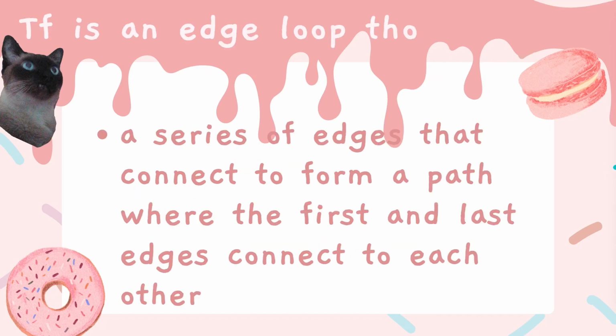I realized that I've been yapping on and on about how to control your edge loops, how to learn how to isolate your edge loops and manipulate and all the flowery words that I use, but I haven't really started to describe what an edge loop is. So this is taken from dummies.com. An edge loop is essentially a series of edges that connect to form a path where the first and the last edges connect to each other. So essentially it's just an edge that loops.